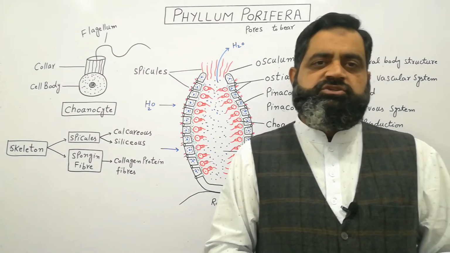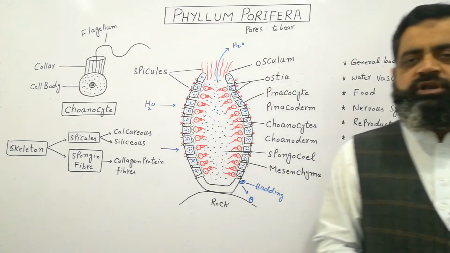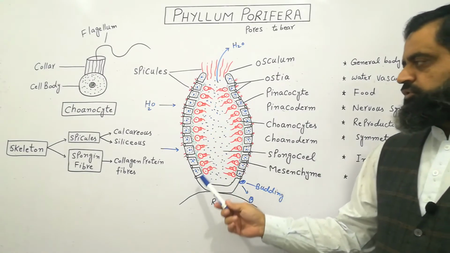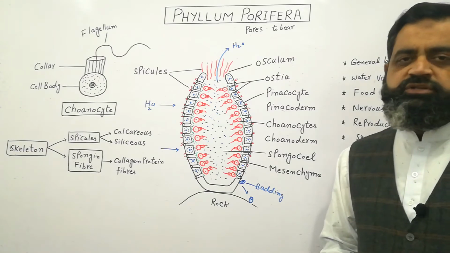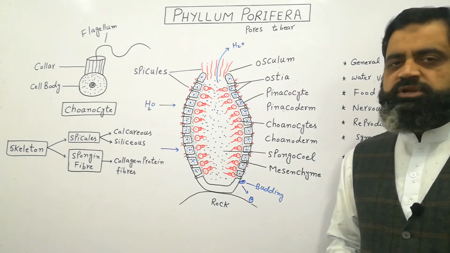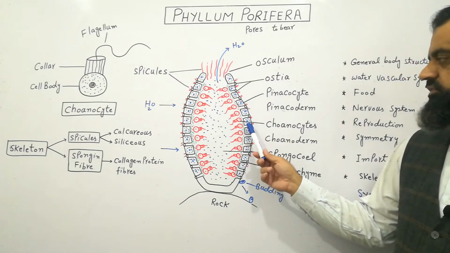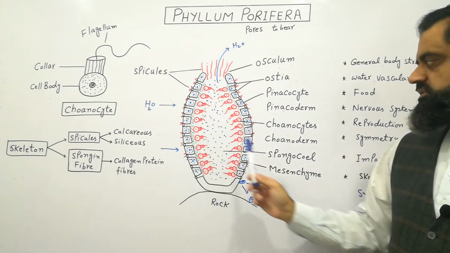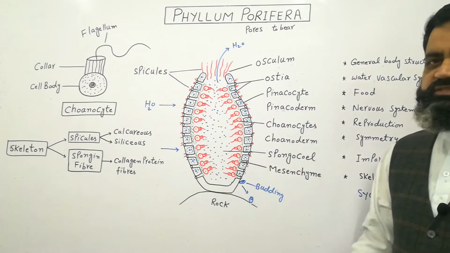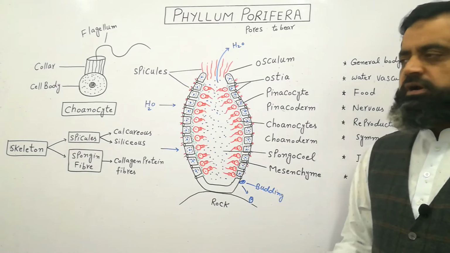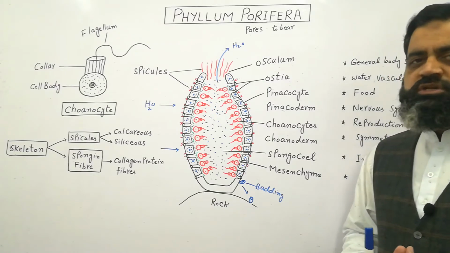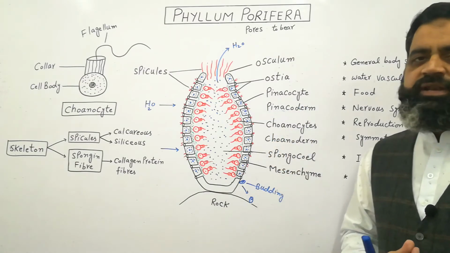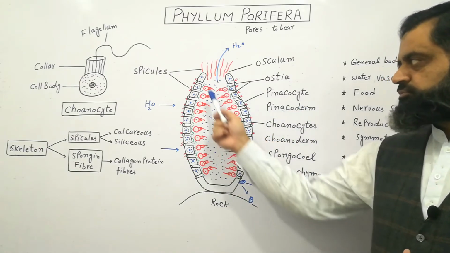To discuss the structure of a sponge, I have drawn a diagram of a regular sponge. The body of the sponge consists of two layers of cells. It means they are diploblastic animals. The outer layer of cells, which you can see in black and blue, are called Pinacocytes. These Pinacocytes are specialized cells which contain pores. These cells make up a layer or skin, known as Pinacoderm, on the body surface of the sponge.